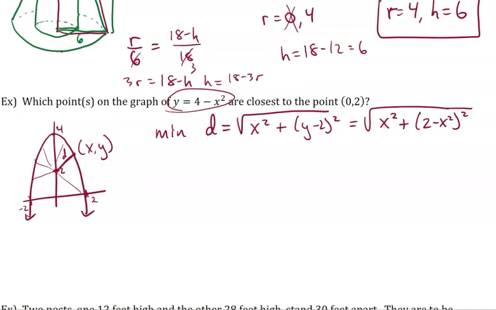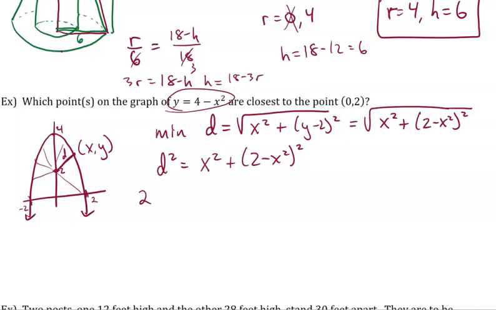So instead, what I'm going to do is rewrite the whole thing by squaring both sides. I'm going to write d squared equals, and then I can take this thing off. And so then I just have x squared plus (2 minus x squared) squared, and you can expand that if you want to, or use chain rule, doesn't matter.